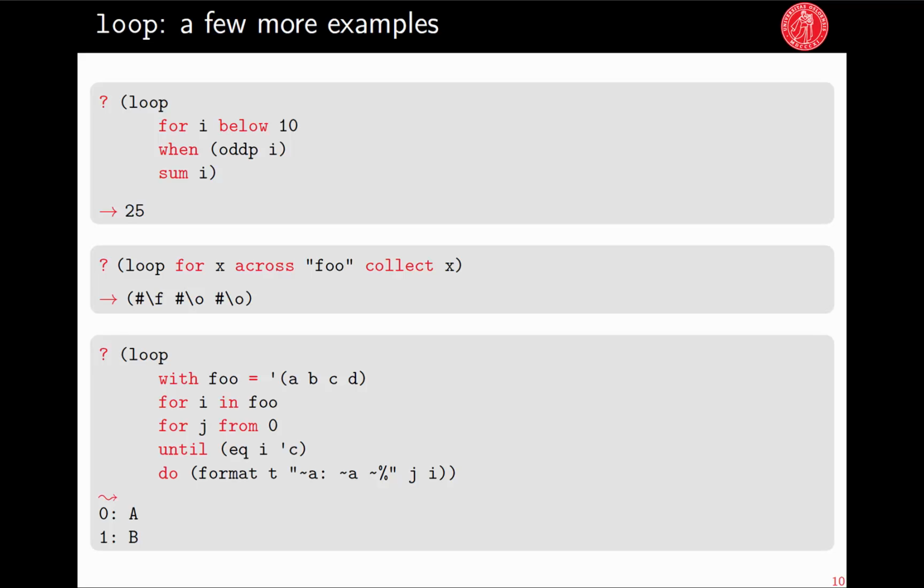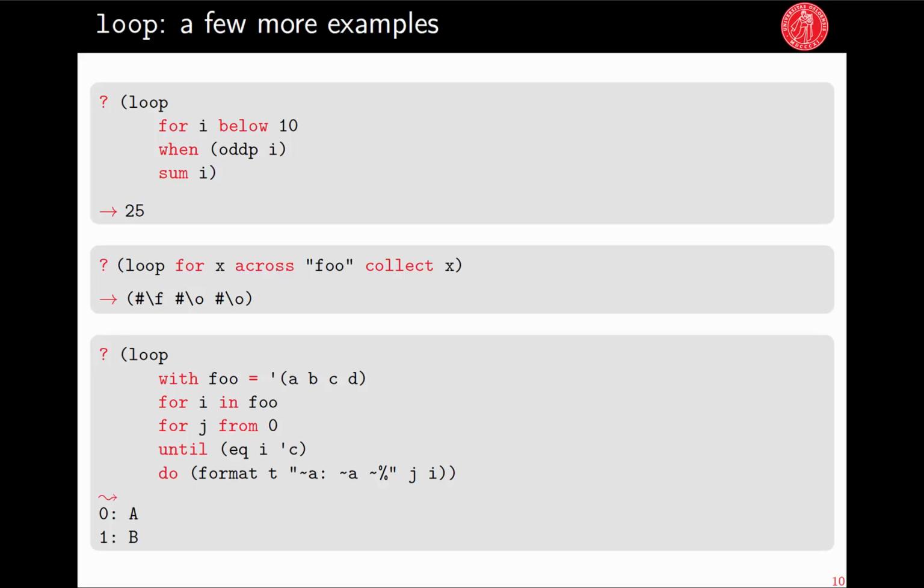Okay, here's another example of loop. So here we have an example of introducing a local variable in the loop. So we use with for that. So with introduces a local variable foo that will be bound to a list in this case, and will not be updated in each step in the iteration. We just introduce that at the beginning when we enter the loop.